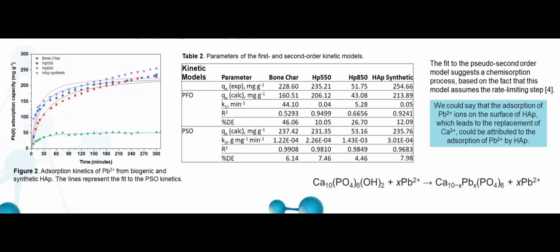Figure 2 shows the Pb²⁺ adsorption kinetics for biogenic and synthetic hydroxyapatite. The lines represent the fit to the pseudo-second-order kinetic model. Table 2 shows the first and second-order parameters obtained from the experimental data fitting. Fitting to a pseudo-second-order kinetic model indicated a chemisorption mechanism, where lead ions substitute calcium in the hydroxyapatite structure. Regarding adsorption capacity, there were no significant differences between biogenic and commercial synthetic hydroxyapatite, with values ranging from 228 to 254 milligrams per g. However, synthesis temperature did have an effect, reducing capacity under specific conditions to 51 milligrams per g.